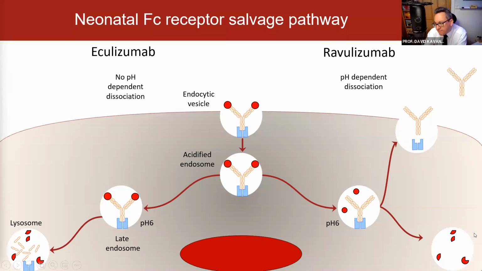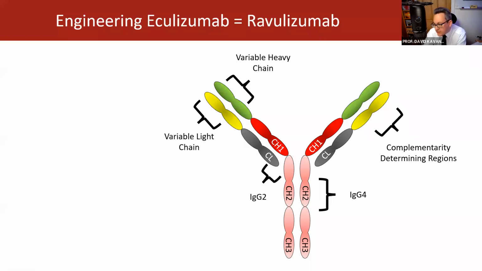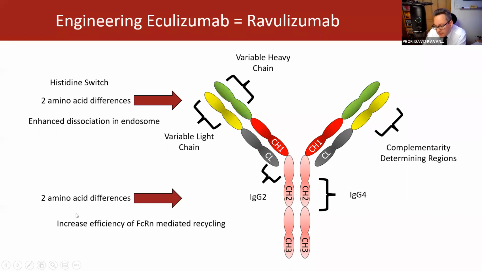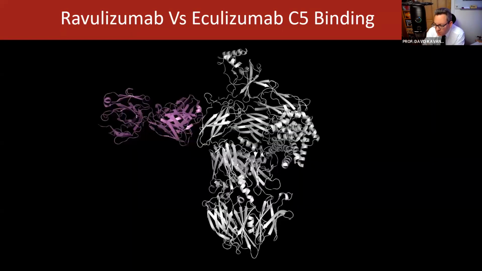So what happens is when ravulizumab is engineered, it's engineered so that it has a histidine switch, which means that at a lower pH, it will lose affinity for C5, and the antibody will recycle to the surface, whereas the C5 will be broken down. And this is essentially the only difference between eculizumab and ravulizumab. So just to highlight that again, what Alexion did was they introduced 2 amino acids in this bit of the antibody, and that enhances dissociation in the endosome. It's called a pH switch, and it's dependent on the pH, and in the endosome, the C5 will be released. And they also altered 2 amino acids in the Fc region that increases efficiency for the neonatal Fc receptor mediated recycling.